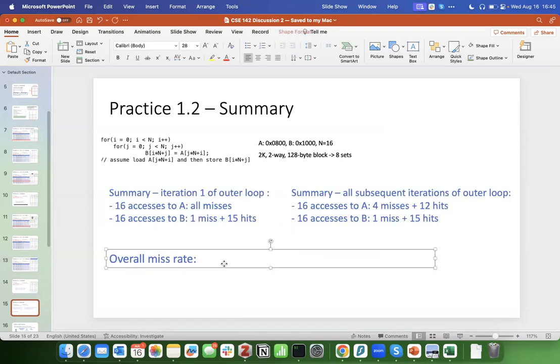Right, and putting all of them together, you can count, among the 16 outer loop iterations, what is the total number of misses, and then divide it by the total number of memory accesses. Right, you get the miss rate. I don't have the result over here. I did the calculation once, but I forgot whether it's like 18% or 20%, somewhere around there, right? Around 20%.